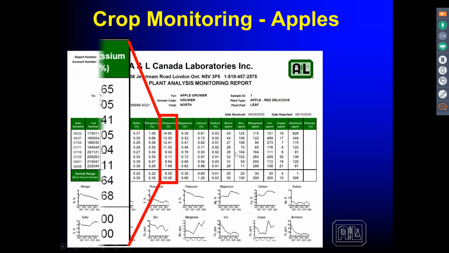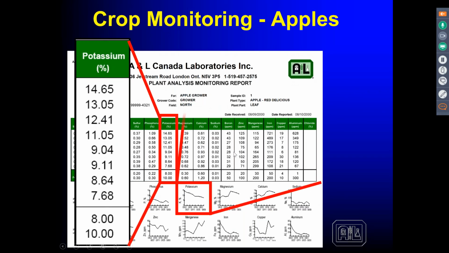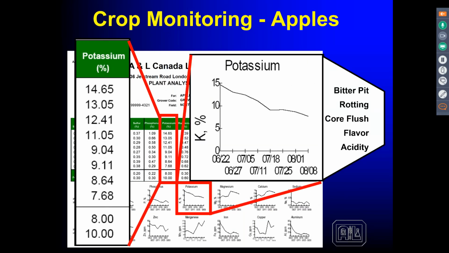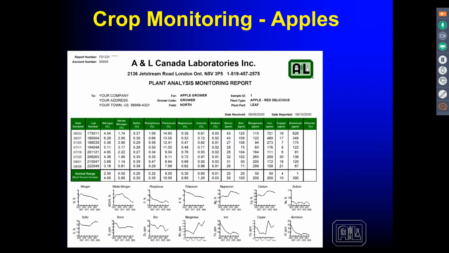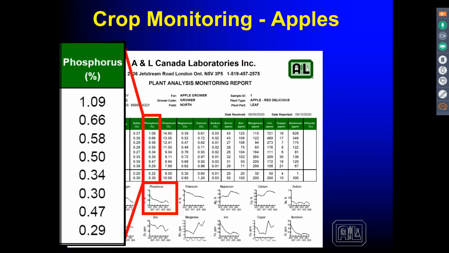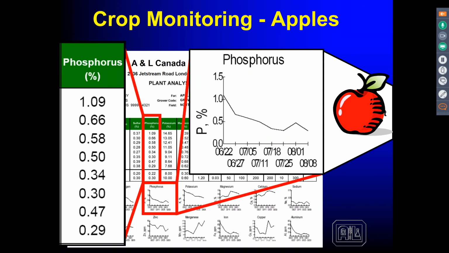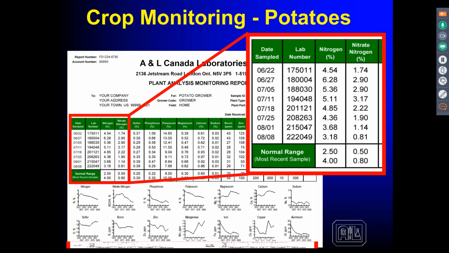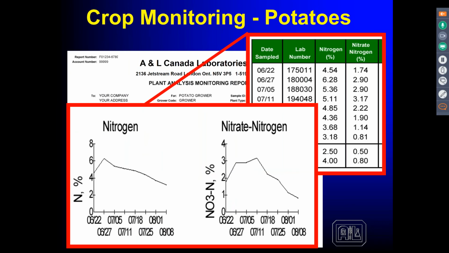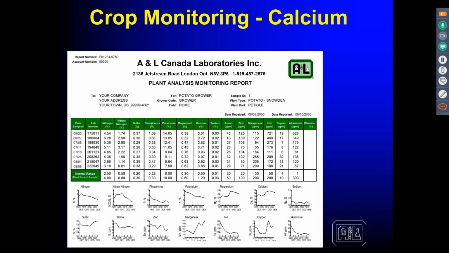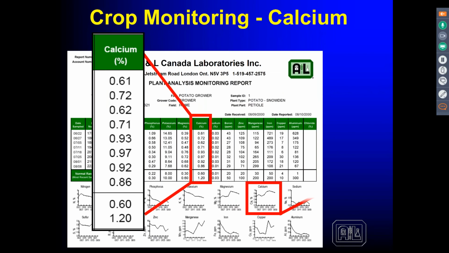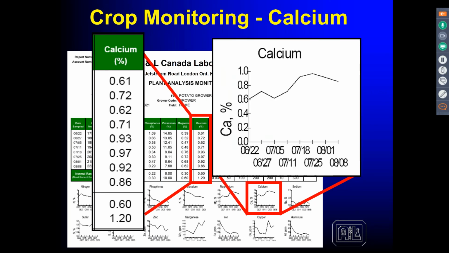So we use crop monitoring programs for all kinds of reasons, such as in apples with potassium and a number of different things that potassium deficiency causes in something like an apple, or phosphorus and some of the issues that are centered around phosphates. We use it for monitoring nitrogen levels in different crops like potatoes, with nitrate and nitrogen. We use it for calcium monitoring in crops, for shelf life and storability of different crops that we grow. So it gives you an idea of what's going on in that crop as you're going through the season so you can respond to it.